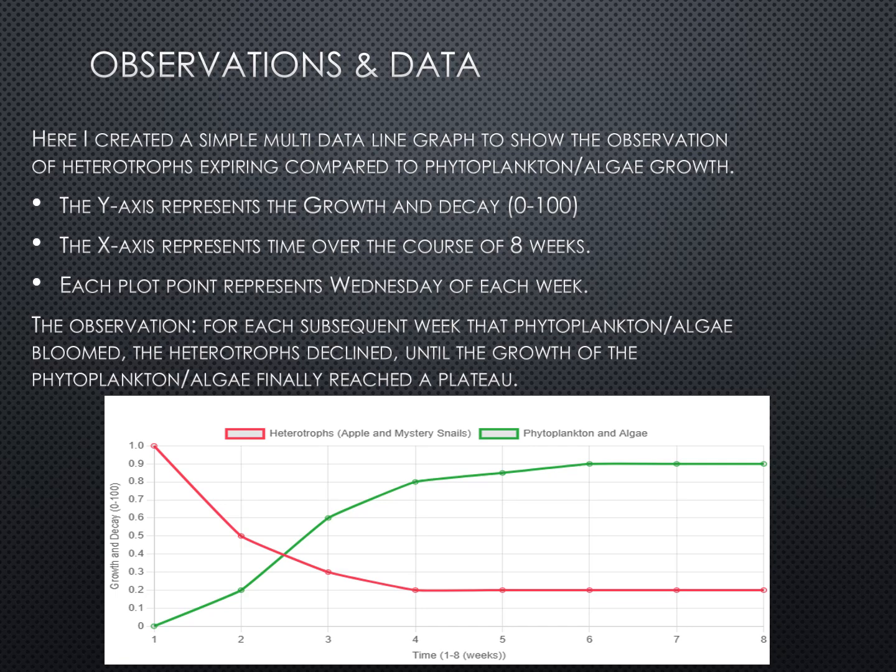Observations and data continued. Here I've created a simple multi-data line graph to show the observation of heterotrophs expiring when compared to phytoplankton and algae growth. The y-axis represents the growth and decay from 0 to 100. The x-axis represents time over the course of 8 weeks. Each plot point represents a Wednesday of each week. The observation: for each subsequent week that phytoplankton and algae bloomed, the heterotrophs declined, until the growth of the phytoplankton and algae finally reached a plateau.